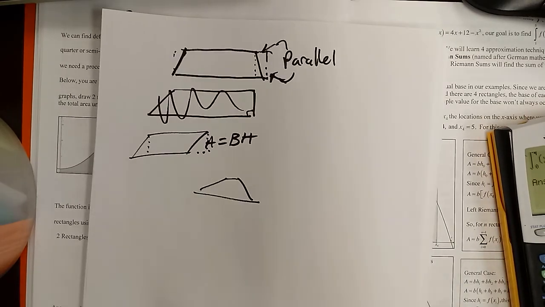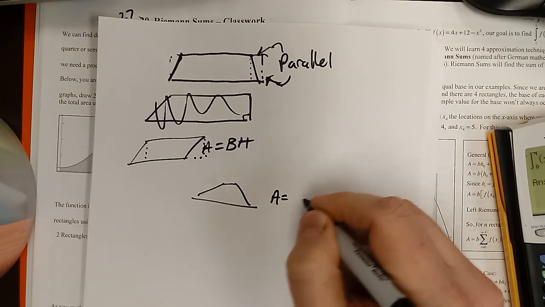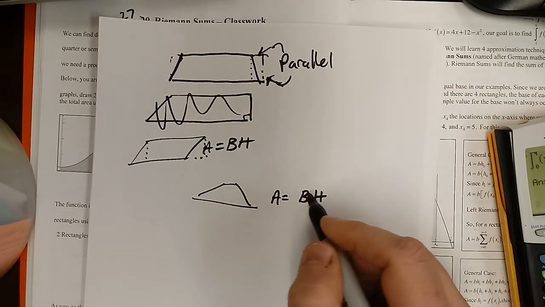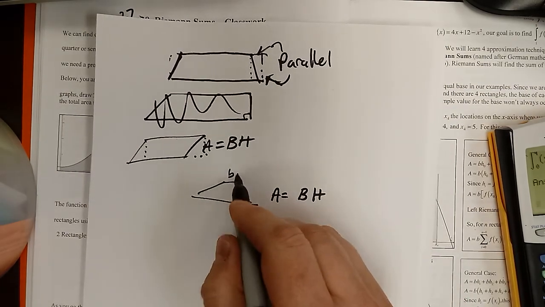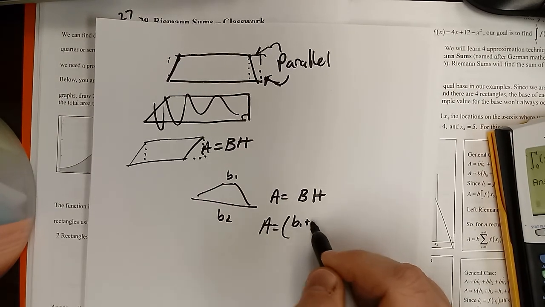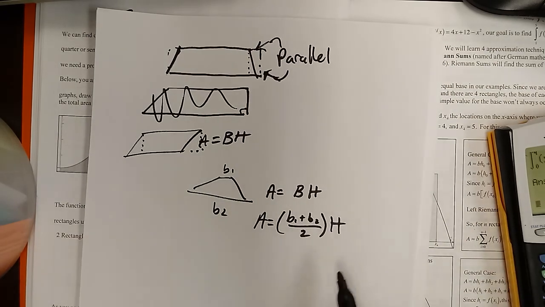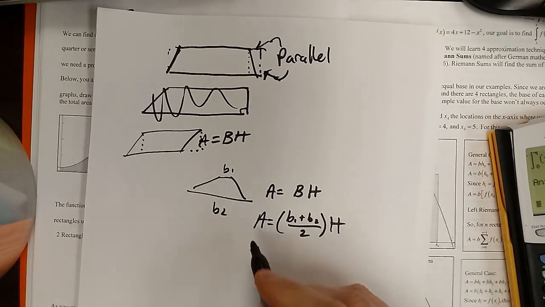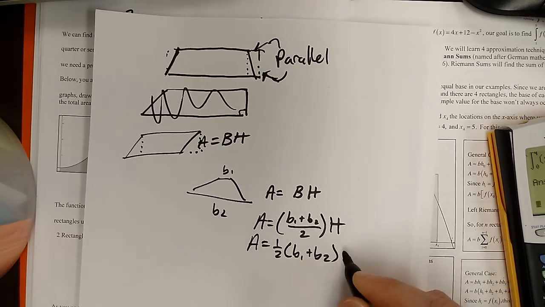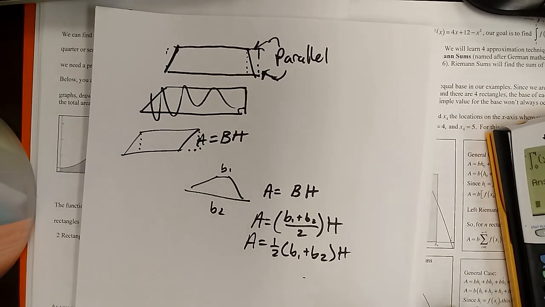And so the area of some trapezoid is equal to the bases' average times the height. The way we find the bases' average is if we call this one base 1 and this one base 2, the area is equal to base 1 plus base 2, divided by 2, times height. Right, you add them together, divide by 2. So generally we'll write it 1/2 (b1 + b2) times the height. And that's the area of any trapezoid.